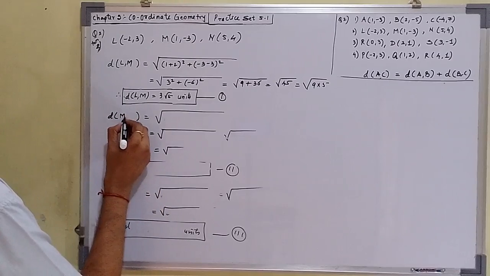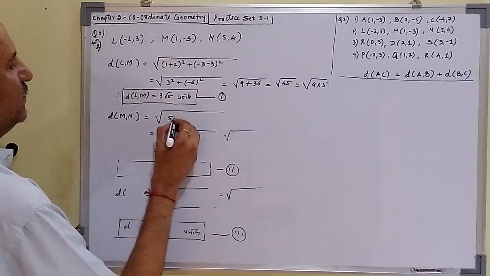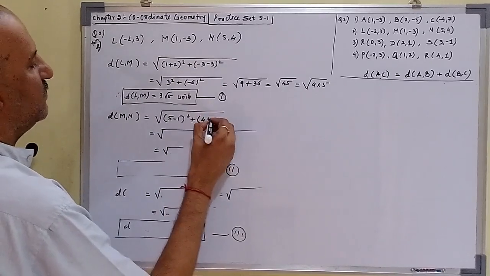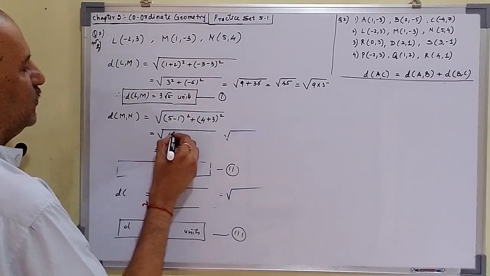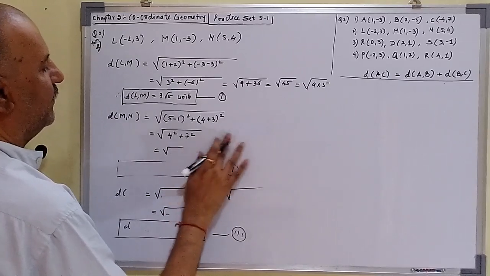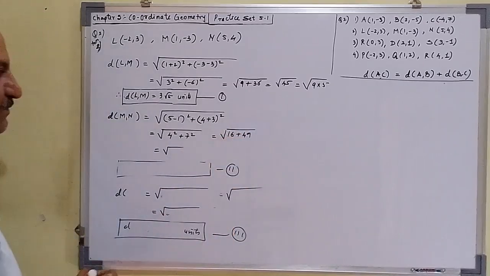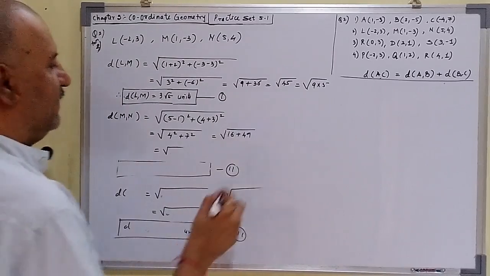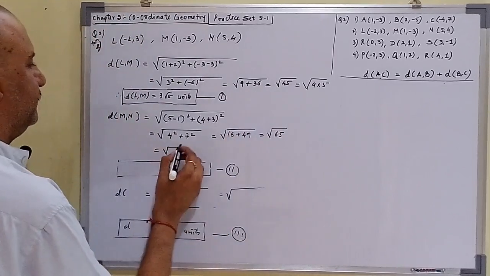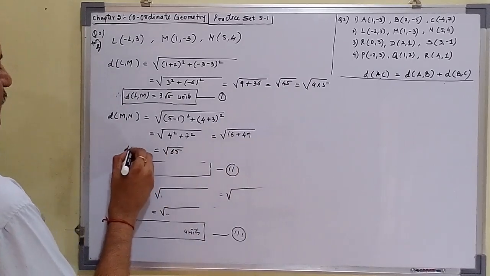Now we come to distance MN. This and this; take this as x2, this as x1. So (5 minus 1) squared plus (4 plus 3) squared. So you will get 4 squared plus 7 squared. 4 squared is how much? 16 plus 49. So 65 comes. Keep this as it is. No factors are coming for this. Distance MN.